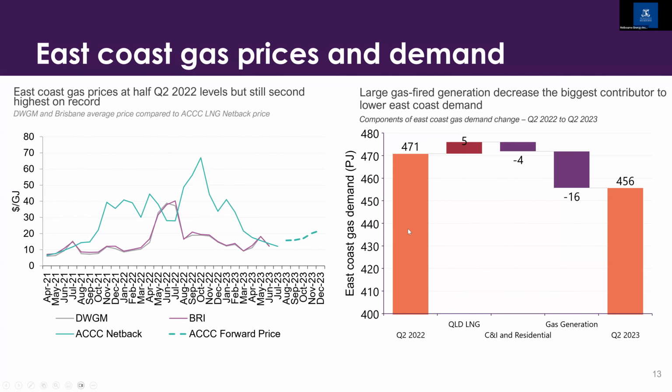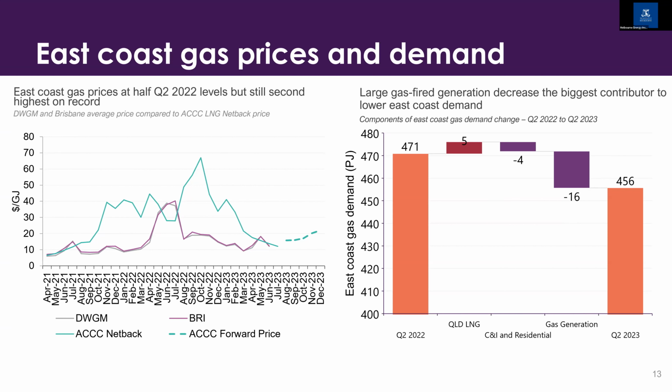So the chart on the right here shows the changes in East Coast gas demand. Starting at the 471 where we were last year, I should just do this in reverse order. So we saw the biggest changes coming down from gas-fired generation, which we've explained. We saw that 740 megawatt decrease in gas-fired output, which is a 16 PJ decrease in gas used to generate electricity.